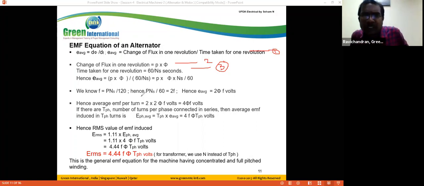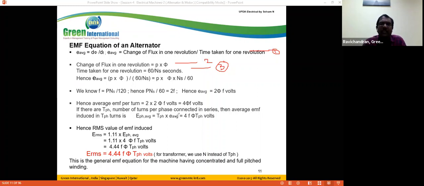Substituting these equations, we get E average, which is equal to 2πf. As I said, here we have a conductor with two parts, so we have 2N; that's why we multiply by 2. So 2 into 2πf gives 4πf. This is the equation as we discussed in the transformer. This EMF equation of the alternator is a combination of the EMF equation of the generator and the EMF equation of the transformer.